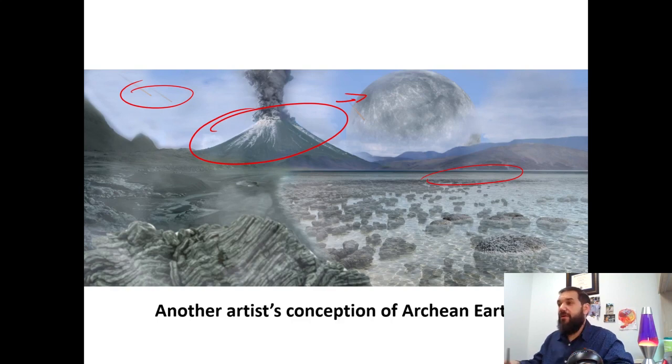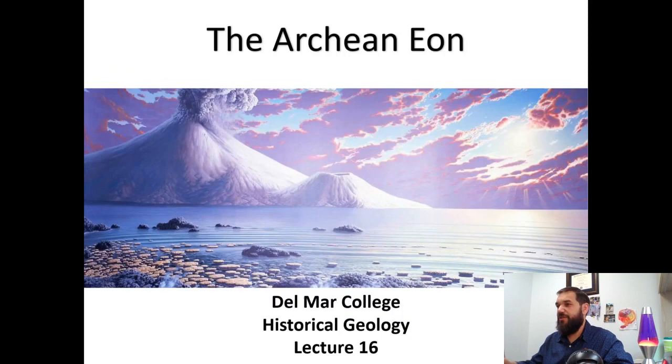Cooler. And also, what's all this stuff? These little bumps. You can see it in the last picture, too. There's lots of little bumps. All those bumps are stromatolites. We're going to talk about those.